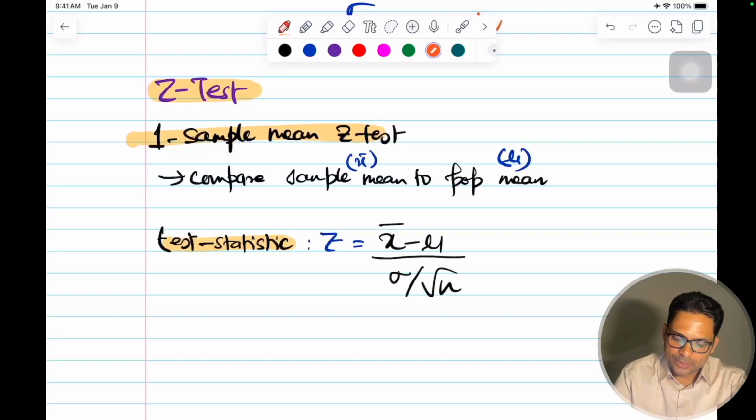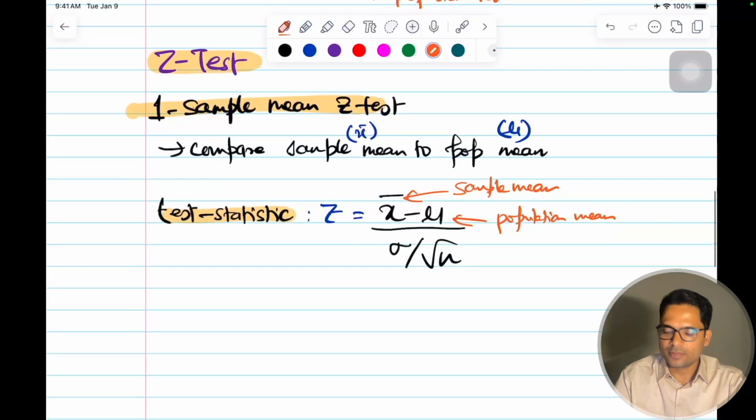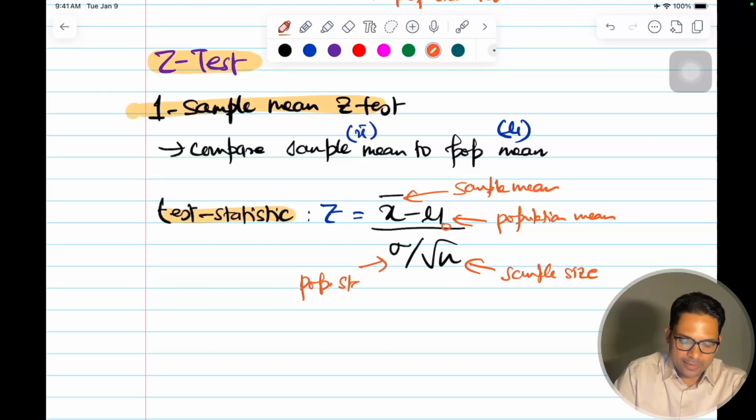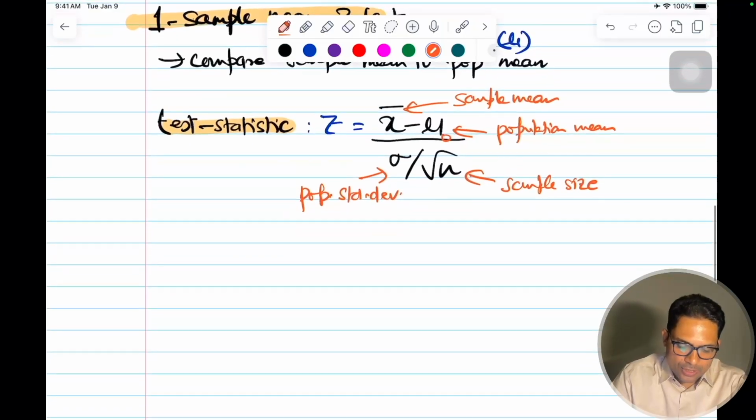Okay, so this is your sample mean. We know this. This is your population mean or a known mean, some true value. This is sometimes 0, may not also. This is your sample size, and this is your known population standard deviation.